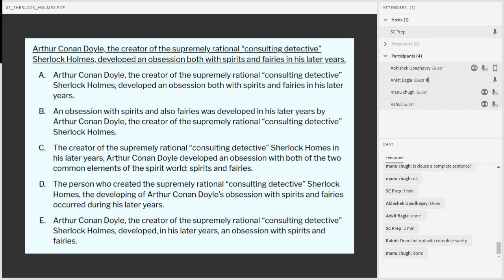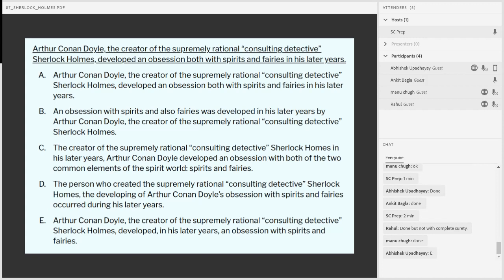Option D should be the doer, the person who created, and that follows with the developing. So that is wrong. Good. And in the first option, we have an idiom error, both with spirits and fairies. Both X and Y, the X and Y should be similar and parallel. Let's call that a parallelism error. And then in B, the obsession with spirits and also fairies. So the also is redundant. So it is a level 3 error. Good.